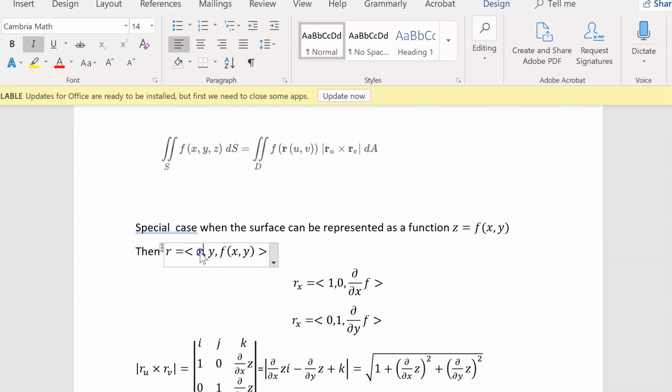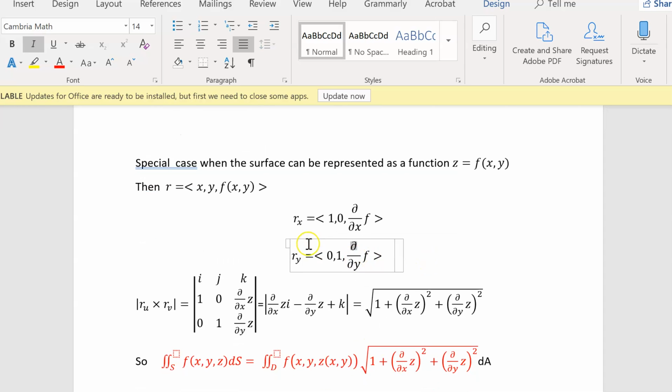The partial of x is 1, partial of y is 0, and the partial of this is partial f over partial x. Okay, so we have 1, 0, partial f over partial x, and that is your rx, the partial of r with respect to x. Now similarly, if you want to find the partial of r with respect to y, what do you get then? Well, then we take the partial with respect to y. This is 0, this is 1, and partial f over partial y. So 0, 1, partial f over partial y.